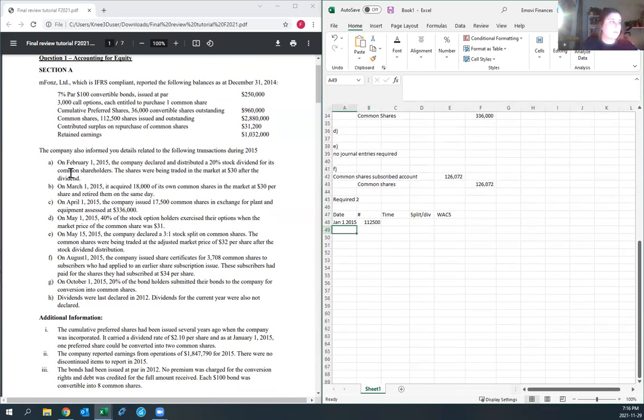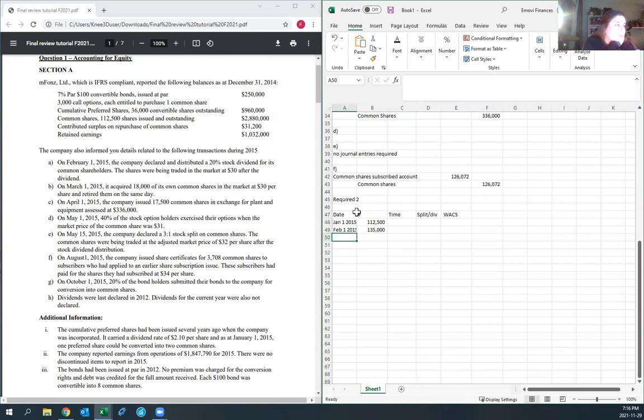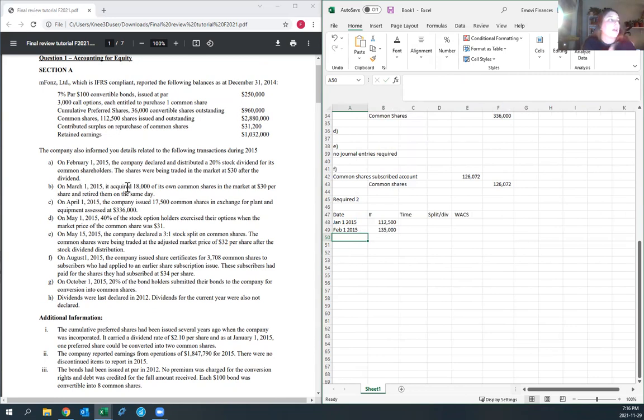On February 1st, what happened? They distributed a 20% stock dividend. So their number of shares increased by 20%. So I'm going to do 1.2 times my balance on January 1st. Okay. And then on March 1st, they reacquired 18,000 of their own common shares. So their total number of shares on the market decreased by 18,000. I'm going to take my balance on February 1st minus 18,000.